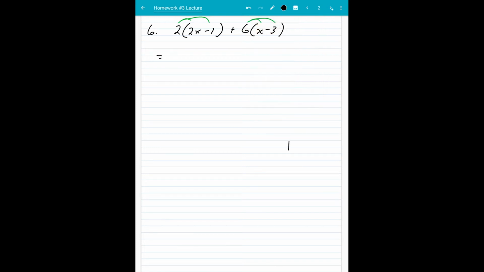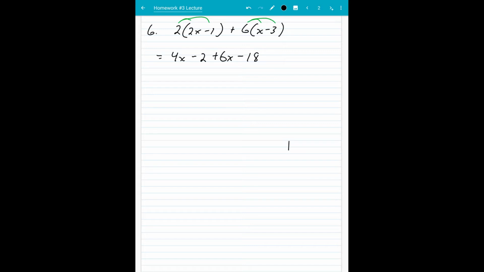So 2 times 2x for the first one would make 4x. 2 times -1 makes -2. So this part is what we just did. Now we need to distribute that 6 to the x and to the -3. Remember, this plus sign right here means positive 6. If that was a minus sign, it would be a -6. So positive 6 times x makes 6x. Positive 6 times -3 makes -18.